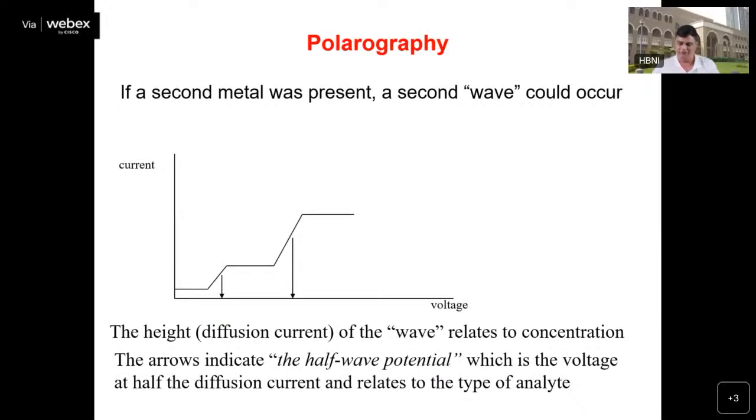Okay, and if there is a second element, for example, if a number of elements are present, then in the current-voltage curve you will have a second wave also, and that will again have its own half-wave potential. If there are more elements, similarly there will be other waves, and each element has its characteristic half-wave potential. On the basis of that, we can identify and quantify the elements.